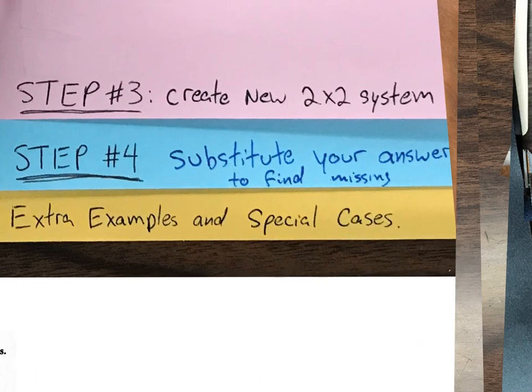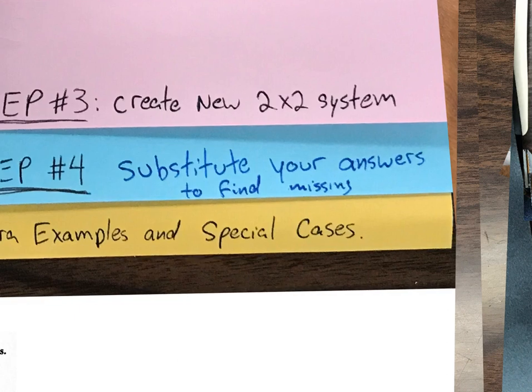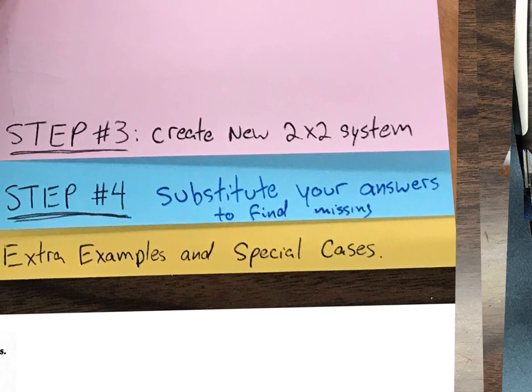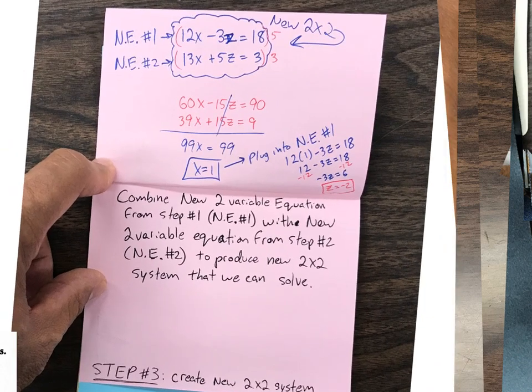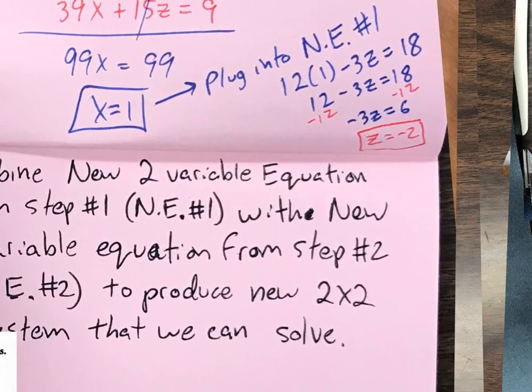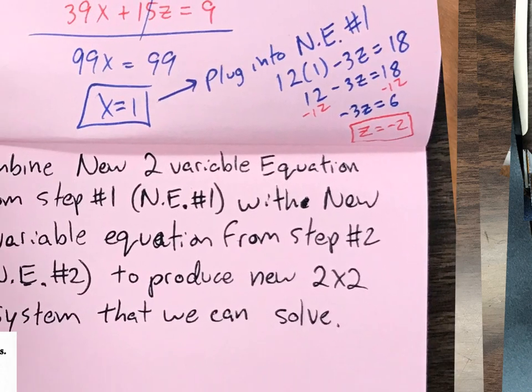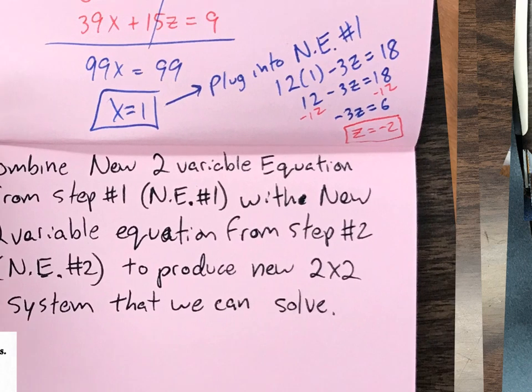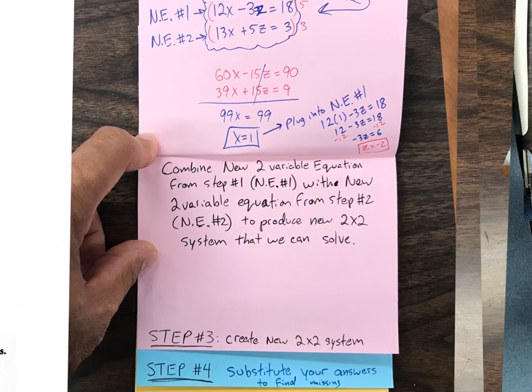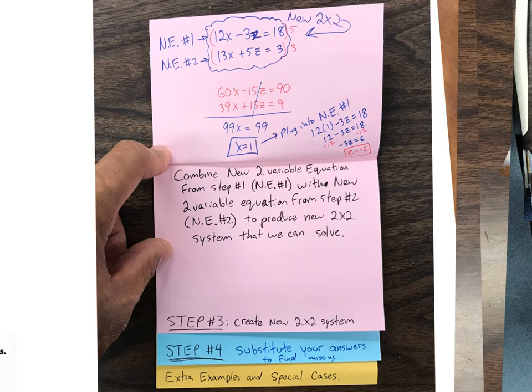So for my final step, step 4, it's substitute your answers to find your missing answer. And then you would show that you plug in your x and your z into any of the original 3 x, y, z equations, and then find your y value that way. Okay. So that's what we're doing for the next 10 minutes or so. So let's get going and use that same math example that we already did in class a couple of minutes ago.